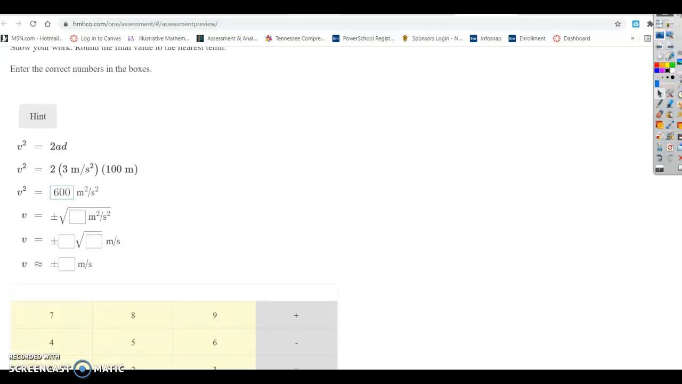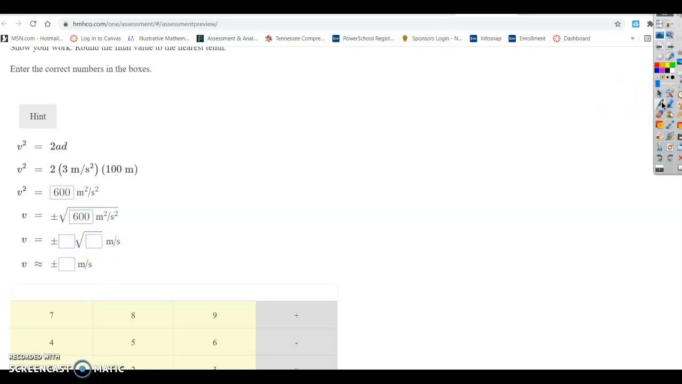All right, so we're going to take the square root of both sides. If we take the square root of both sides, that means all of this will be under the square root. So we're just going to bring that 600 down. And then we have to break up the square root.